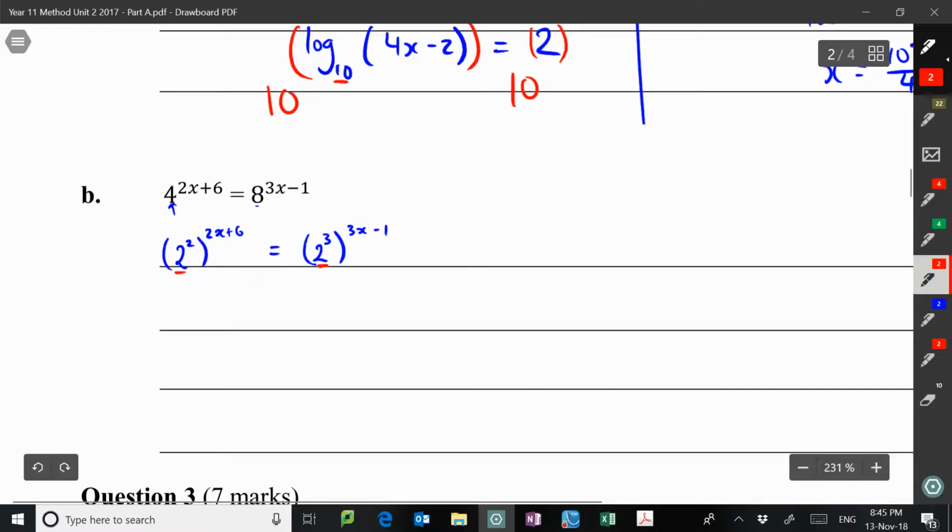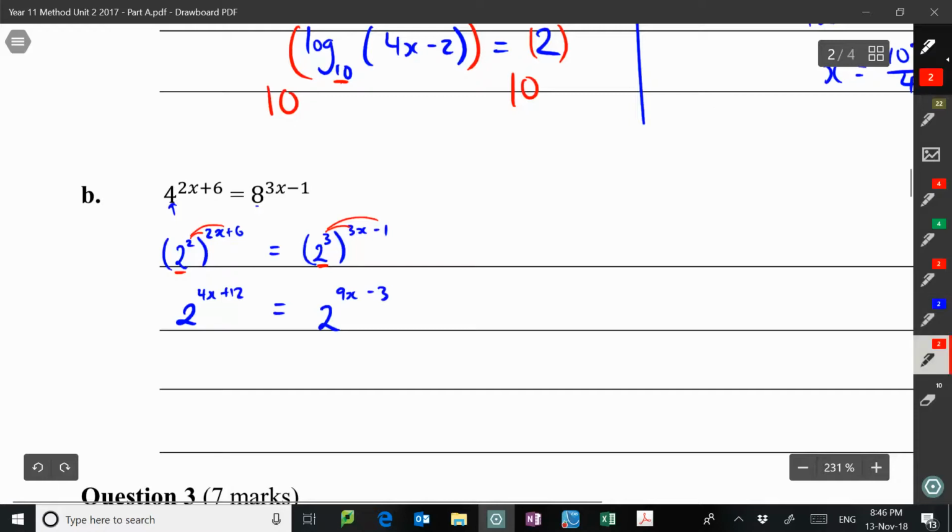Now, what was the rule for index laws? If you have the brackets on each side, you can multiply the powers together. So 3 times the 3x and 3 times the negative 1. So if I simplify this out, this is now 2 to the power of 2 times 2x, 4x, 2 times 6, plus 12, is equal to, again, now 2 to the power of 3 times 3, 9x, 3 times negative 1, minus 3.